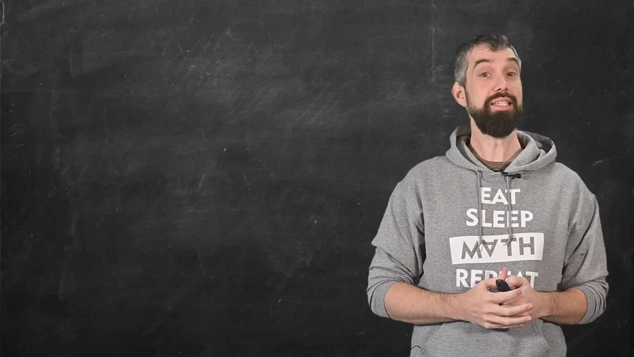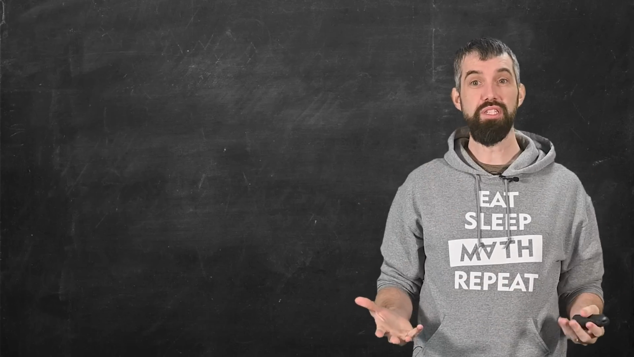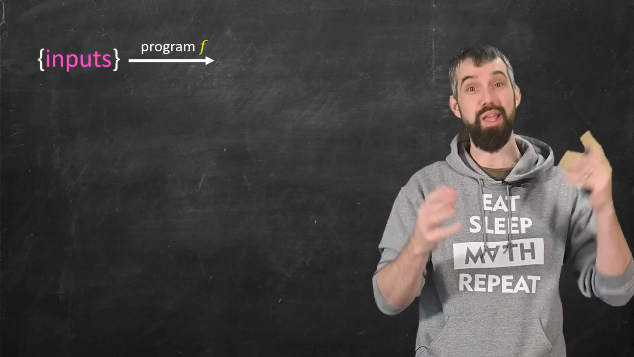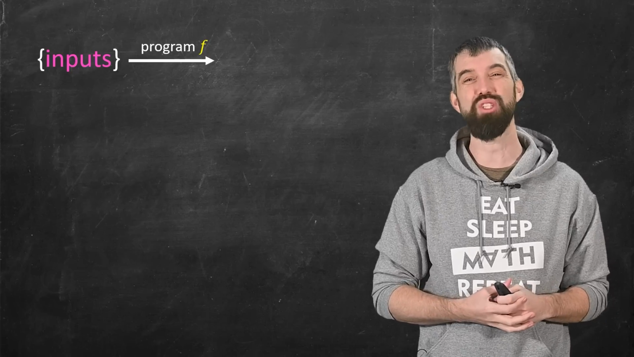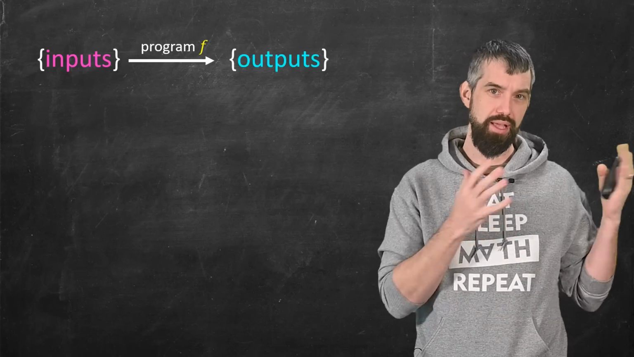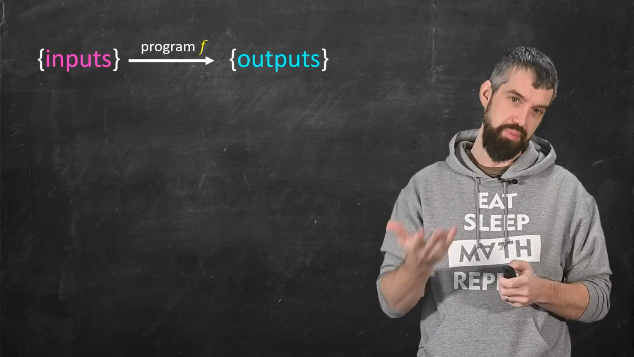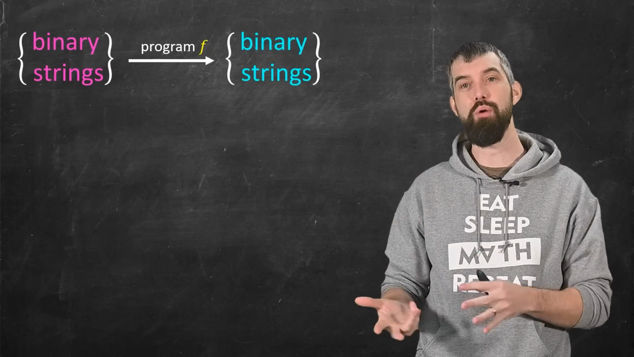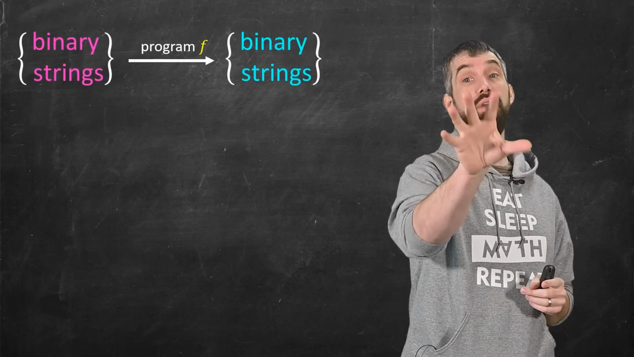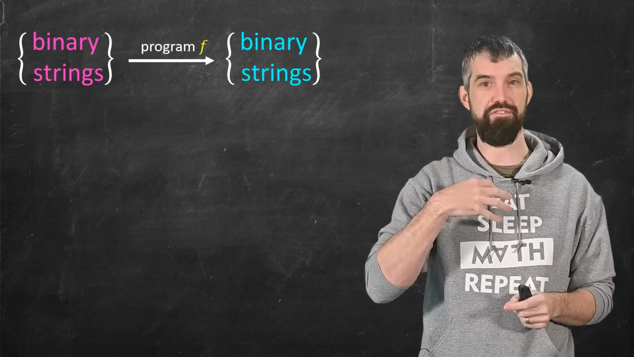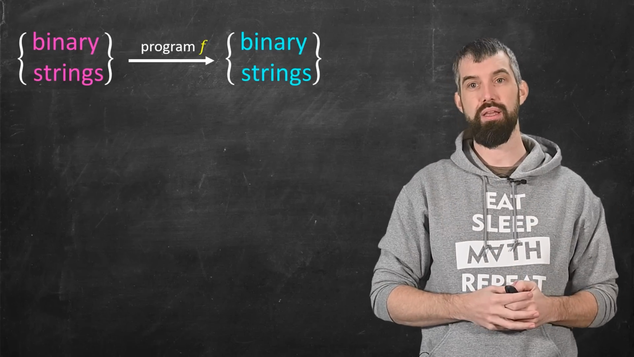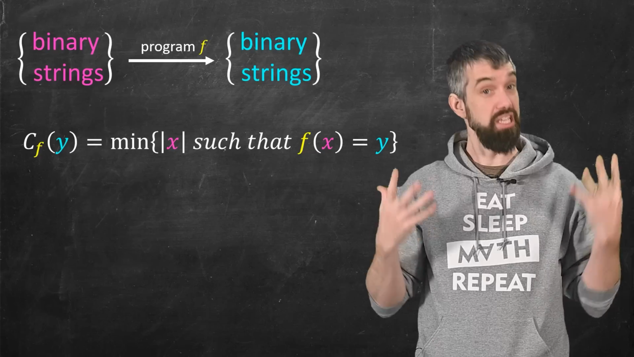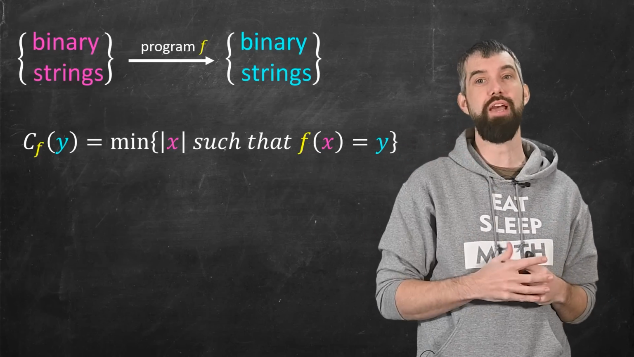Okay, so let's set the stage. I want to consider some inputs, and then I send them into a function if you're thinking mathematically, maybe a program if you're thinking with your computer science hats on, and you get out some output. Inputs map to outputs. In particular, we're going to be talking about binary strings for our inputs, binary strings for our outputs. So let's imagine you give me some function f. I have a notion of complexity. My complexity will depend on your f, so I'll write c subscript f to note that it depends on the f that you gave me.